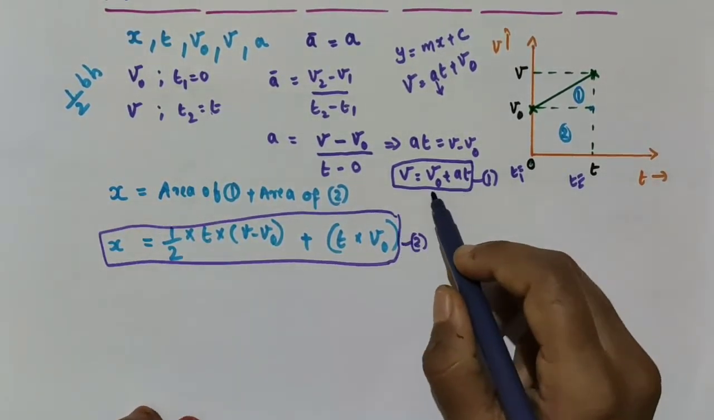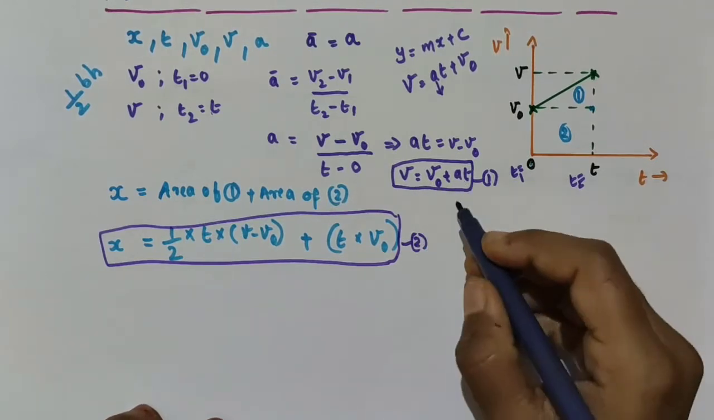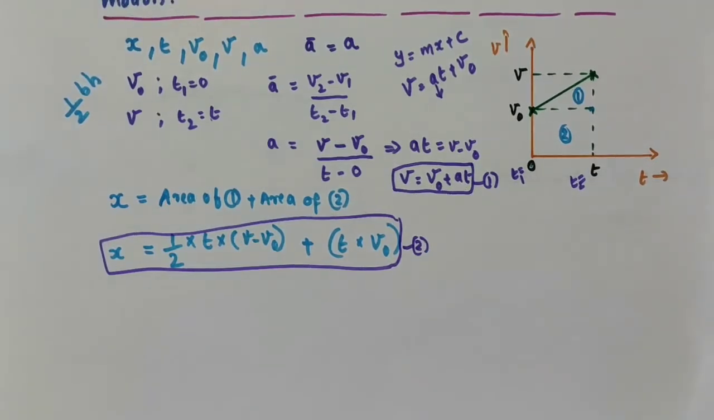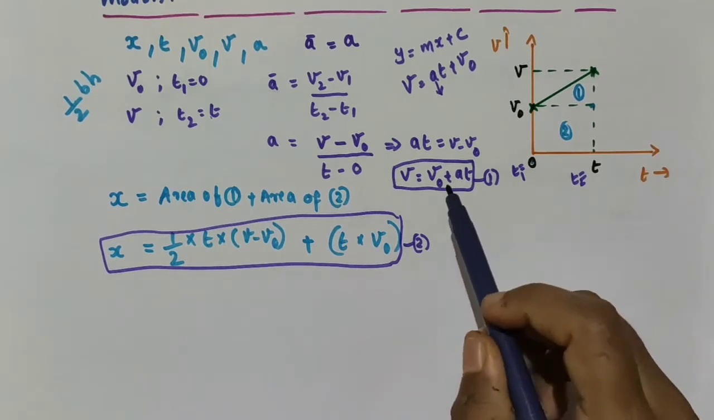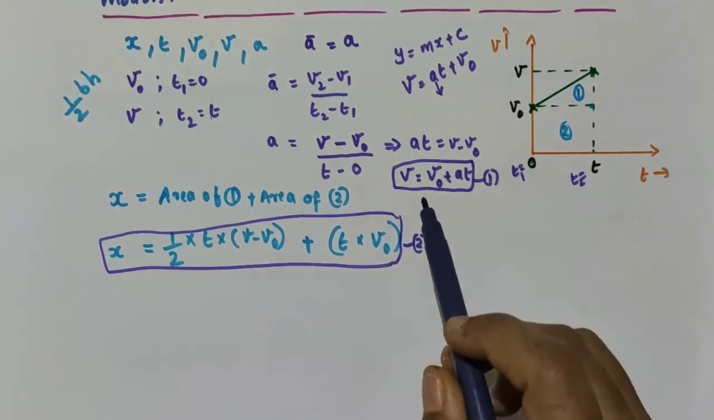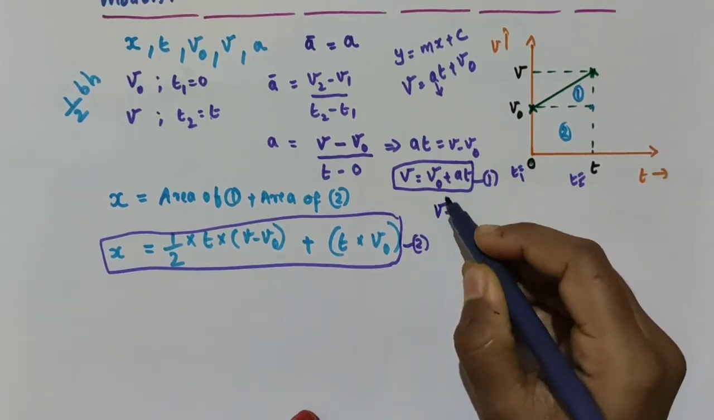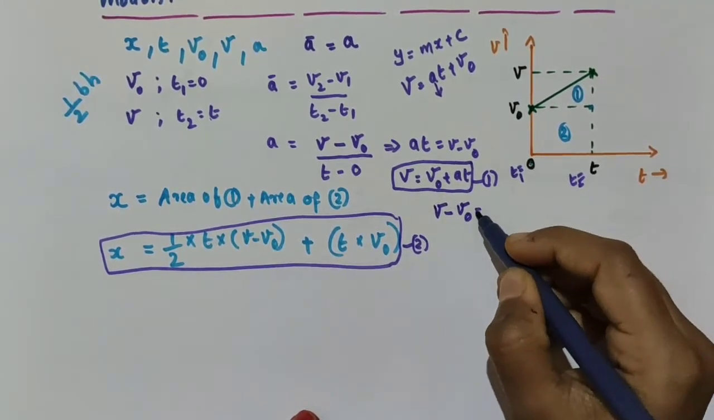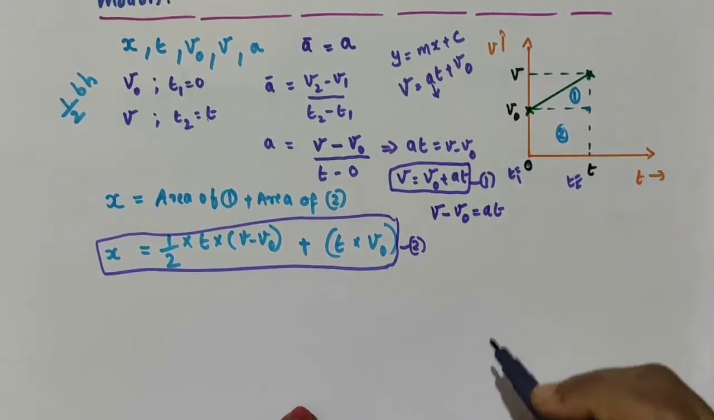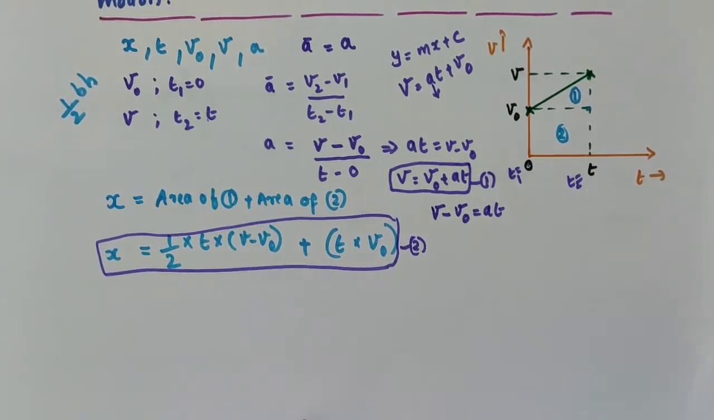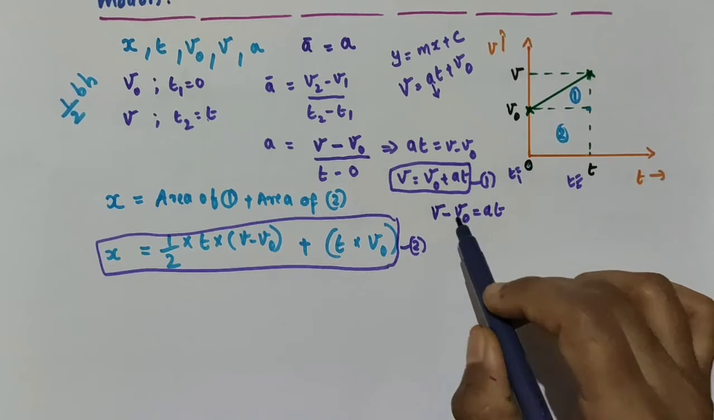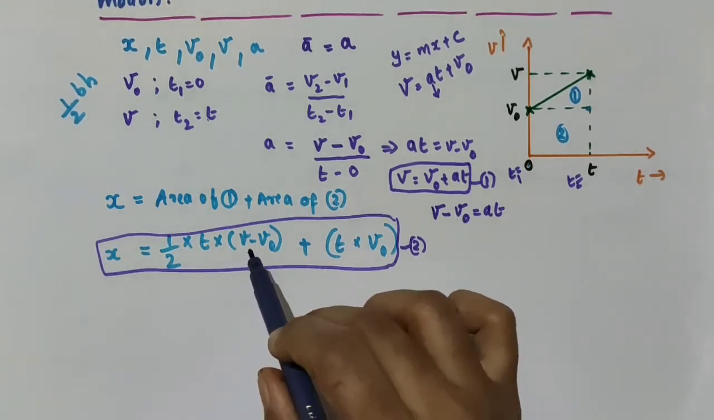Now, from this expression, V equal to V0 plus AT, I am taking this V0 to this side, so that becomes minus V0. So, from equation number 1, we can write V minus V0 equal to A into T. Okay, V minus V0 equal to A into T. I'm going to substitute this expression into expression number 2.